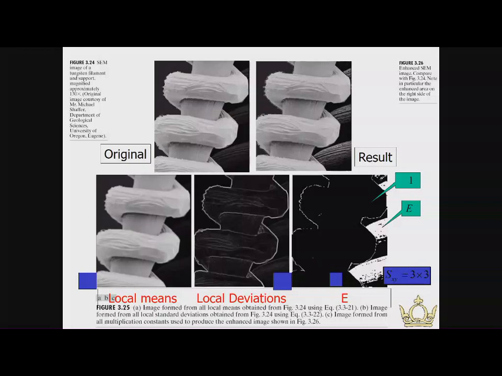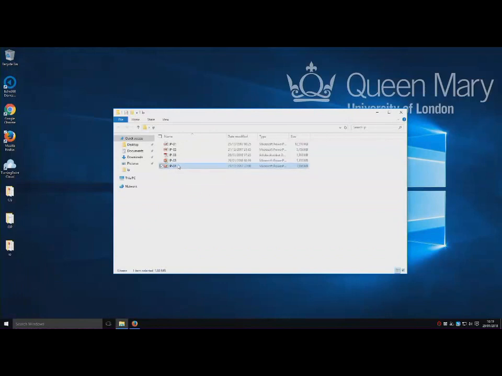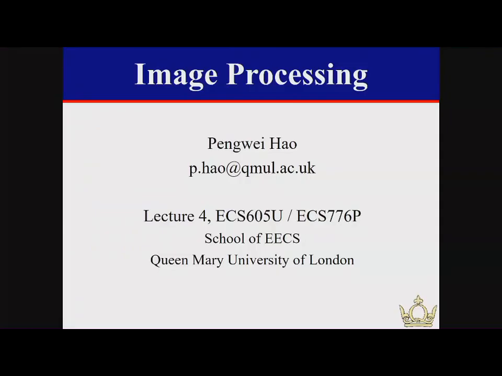Any questions? Any questions about the point processing? We call it point processing, just using the pixel values and applying a transform or a lookup table to change the pixel values, without referring to the neighbor pixel values. Any more questions for that?